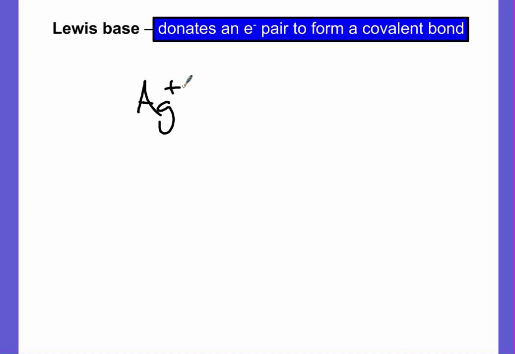And so this is one of those rare exceptions to the rules. The silver ion is going to end up with covalent bonds. Remember, metals don't usually make covalent bonds, but this is kind of a weird exception. This can actually accept a pair of electrons from something like ammonia, so that you end up with a bond.